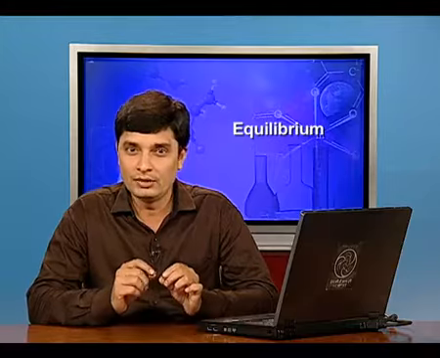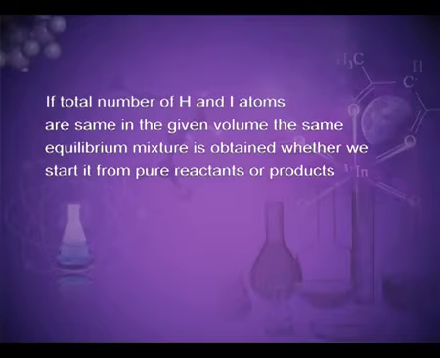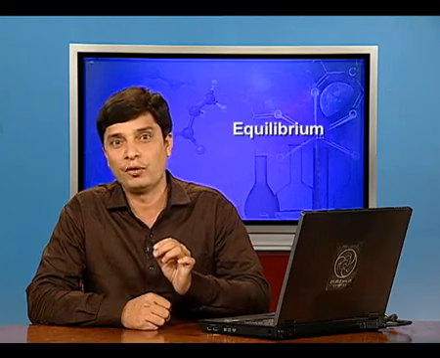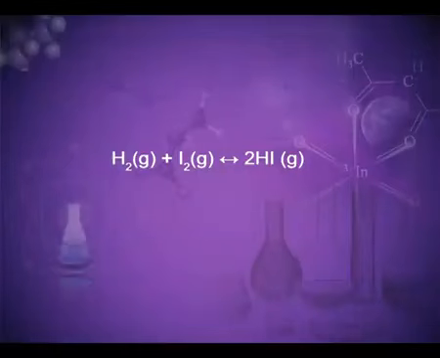When equilibrium is reached, if the total number of H and I atoms is the same in the given volume, the same equilibrium mixture is obtained whether we start from pure reactants or products: H2 in gaseous state plus I2 in gaseous state, with the reversible arrow, gives 2HI in gaseous state.